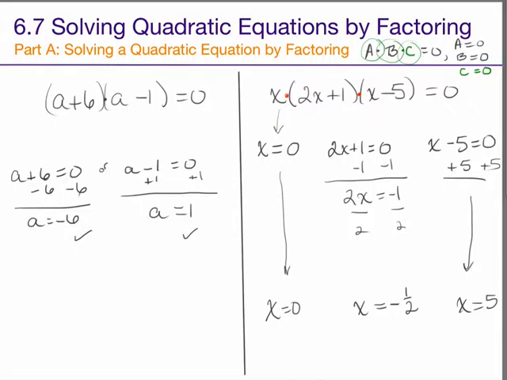This isn't really a quadratic equation, but in factored form, each factor, as long as the right-hand side is 0, has the potential to reveal a solution. So in this case, we ended up with 3 solutions. I'll let you check these yourself this time.